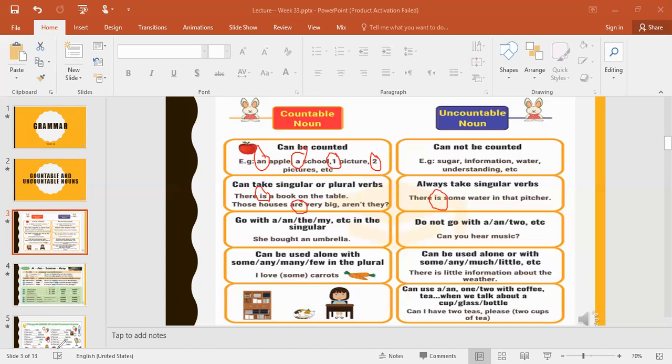But when you are talking about a cup or a glass or a bottle, for example, give me 2 water bottles. Because I'm talking about bottles, so I can use numbers. I want 2 cups of tea. I want 2 glasses of water. Okay, so this is what we mean by countable and uncountable nouns.